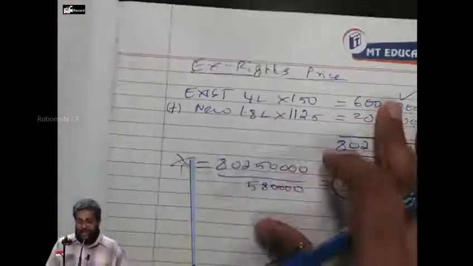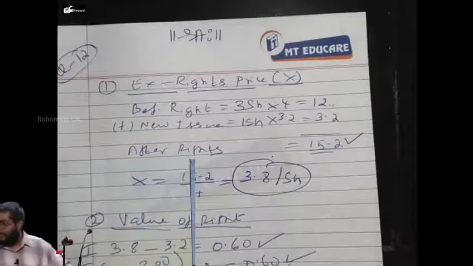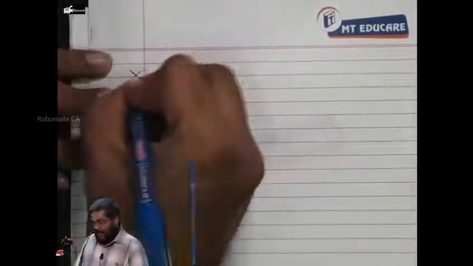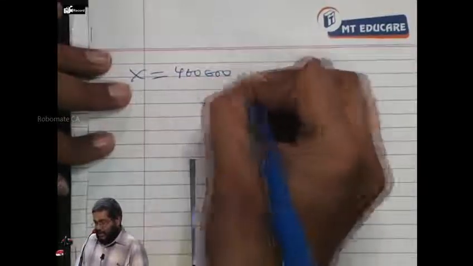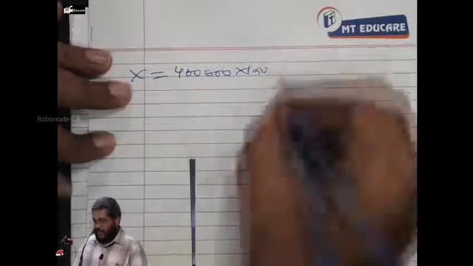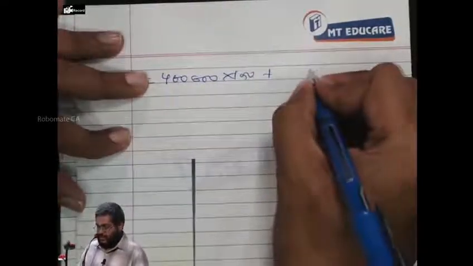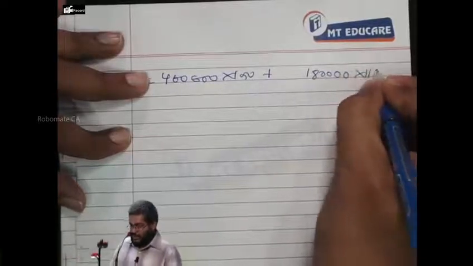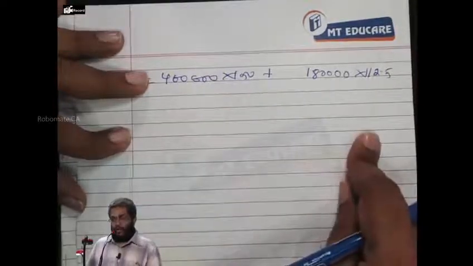Now, in that case, I am going to calculate the extra price. Now, see. I will tell the calculation like this. Say whether I am right or not. Extra price is equal to, what is the old number of shares? 4 lakh shares. What is the old price? 150. Plus, what is the new number of shares? 1,80,000 shares. What is the price? 112.5. Normally, this plus is divided by what?